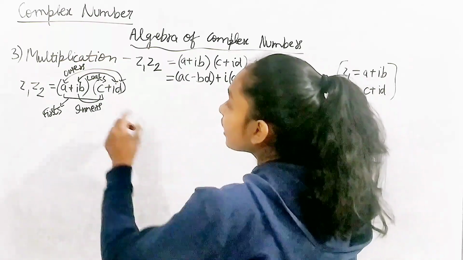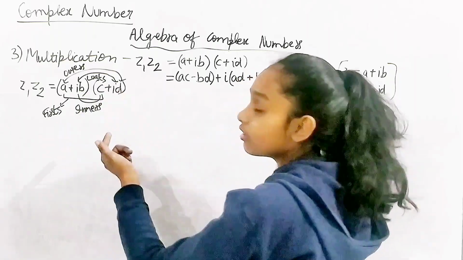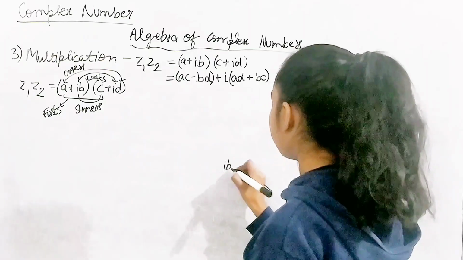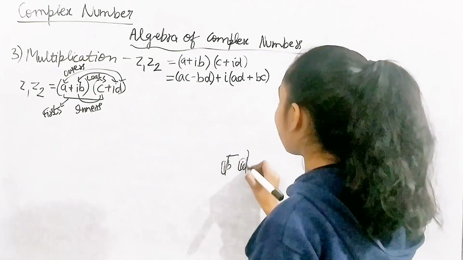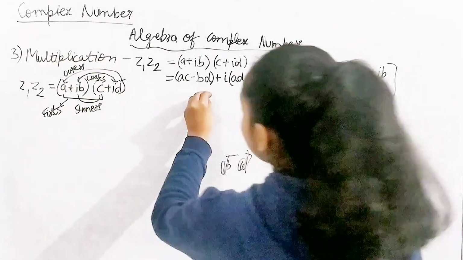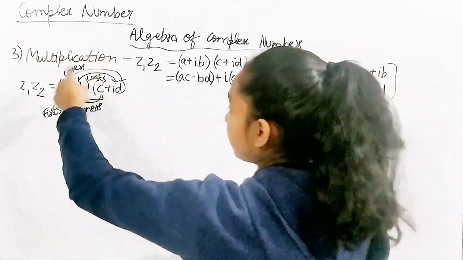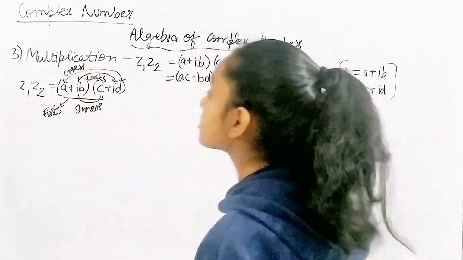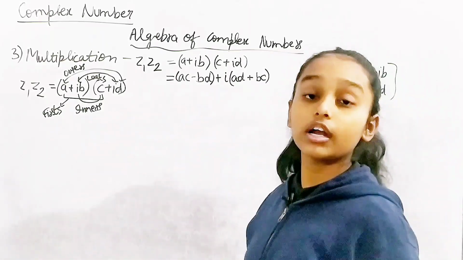Then I thought that if they have iota common, why don't I only write B and D? Because it will be obvious: if we're writing iota B and iota D, they have iota common, and what's left? B and D, isn't it? So I directly wrote it here. But I ignored the relation between A and iota D and iota B with C, because one of them was a real part and one was an imaginary part.